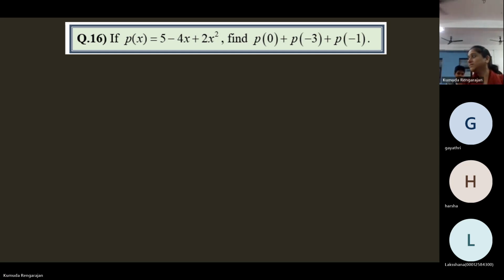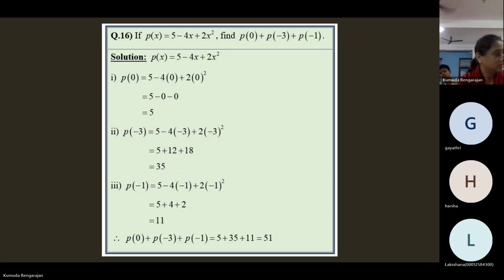Fifty-one. 51 is very good. That's the right answer. What's P of 0? 5. P of minus 3? 35. And P of minus 1? Very good. So 5 plus 35 plus 11 is 51.